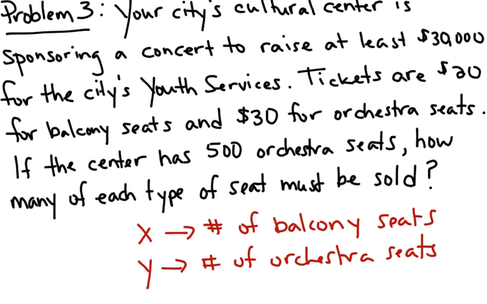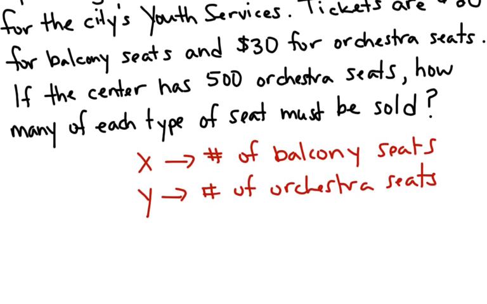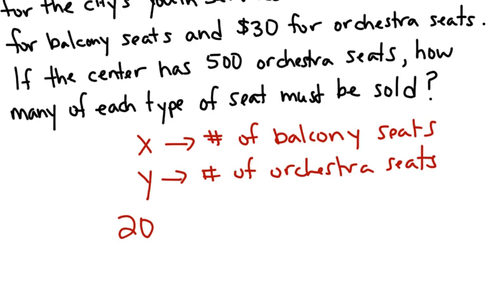Now, one of the things they told me is that I need to raise at least $30,000. At least means greater than or equal to. So I know that $20 times the number of balcony seats plus $30 times the number of orchestra seats has to be at least $30,000.